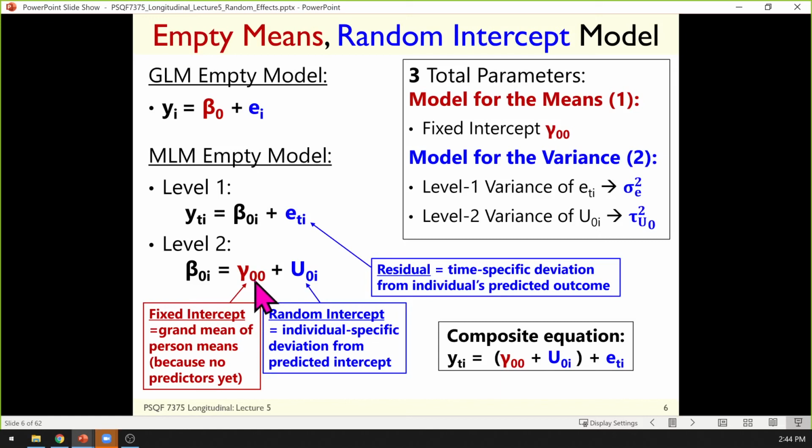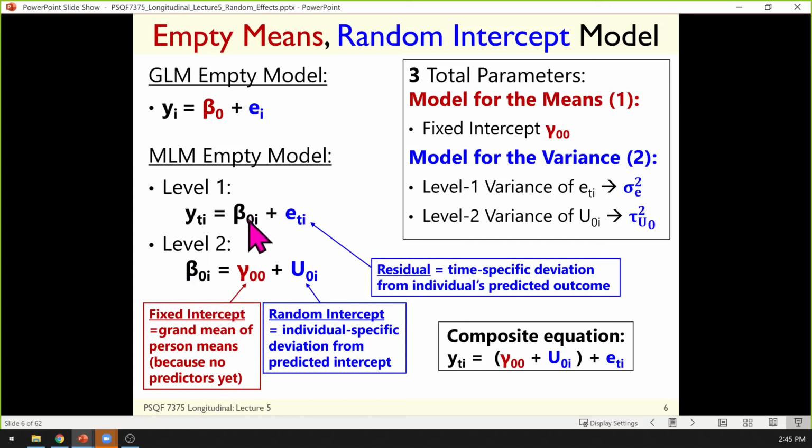It is a constant. It is the parameter in the model for the means. U0I is the random intercept. It is how far off from the mean of the person means each person's intercept is. So gamma 0, 0 is the mean of the person means. U0 is how far off yours is, where each person gets their own. And together, they get you to where the person's mean is.